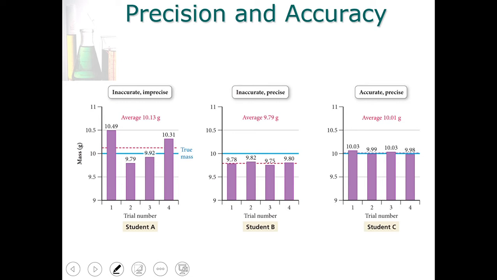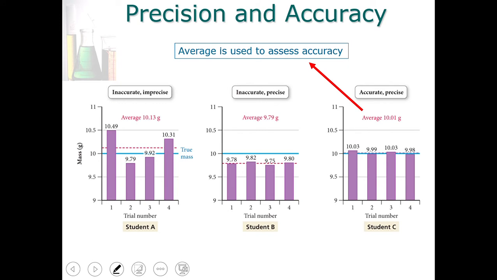And then the broken line, kind of pink or red, represents the average of the 4 measurements that each student took. The average is what is used to assess accuracy. In other words, of all the measurements, if I take the average, how close did I get to the true value? Notice that the student on the right, student C, obtained an average of exactly 10.01. This is a very accurate set of measurements. Not only that, but you can see there's very little variation between the 4 trials the student carried out. And so we would say those measurements are both accurate and precise.